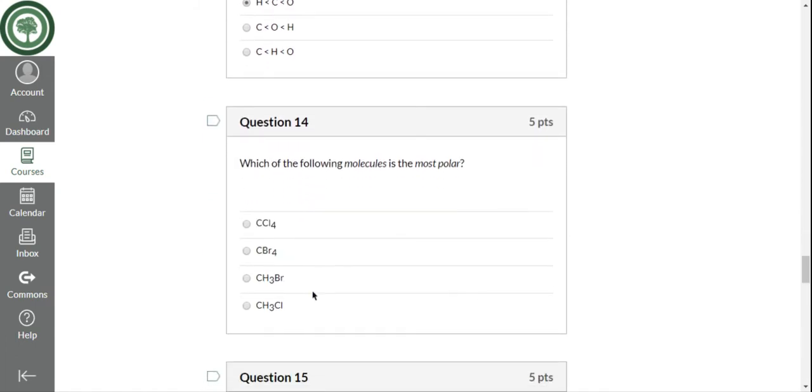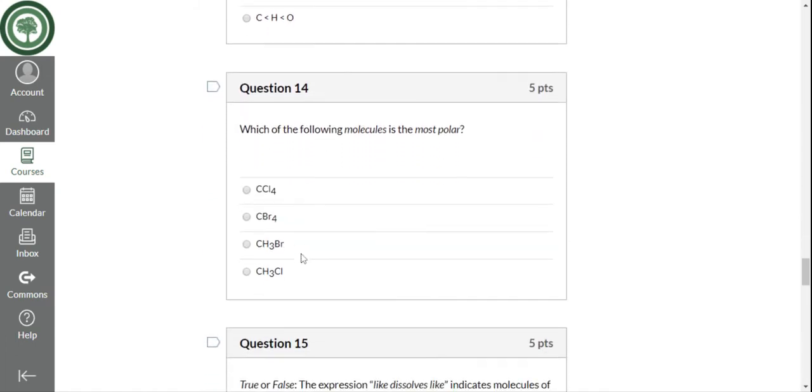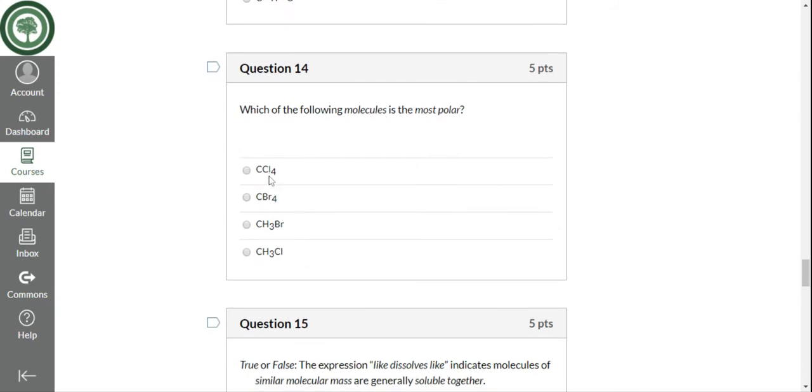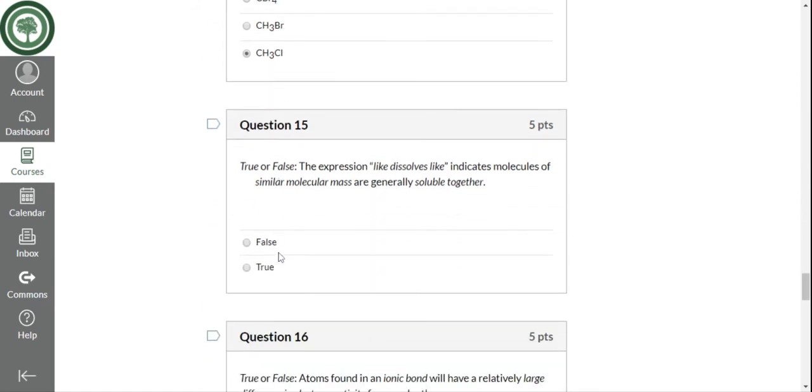Which of these is the most polar? Now, again, what you have to understand is that even though carbon chlorine and carbon bromine bonds are polar, because they're tetrahedral, the dipole moments perfectly cancel. So these first two are completely nonpolar. So with one polar bond, these are both polar. And to differentiate the two, since chlorine is more electronegative than bromine, it would have a stronger dipole moment and it would be the most polar.